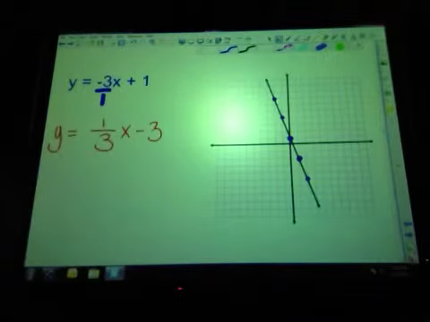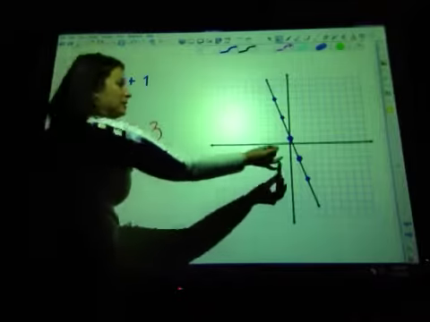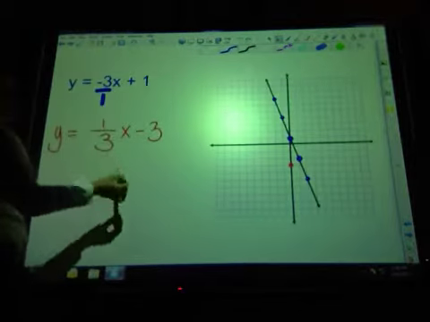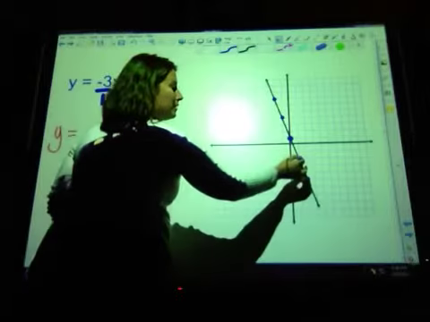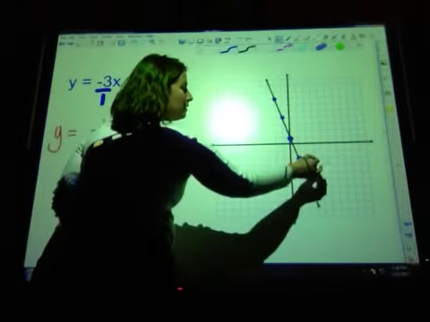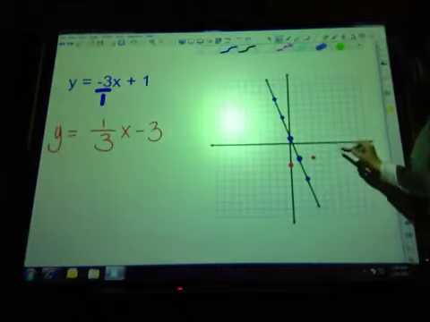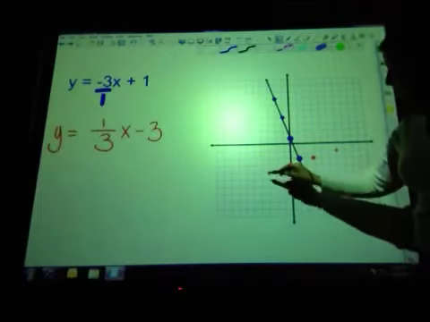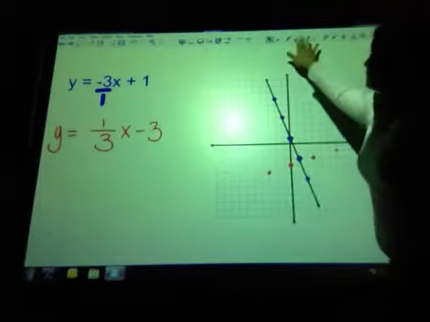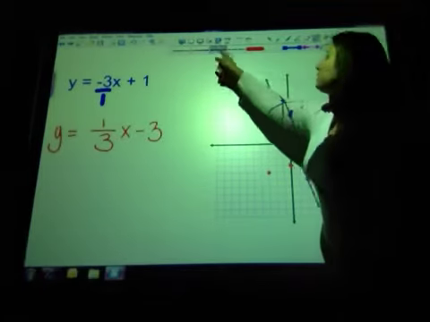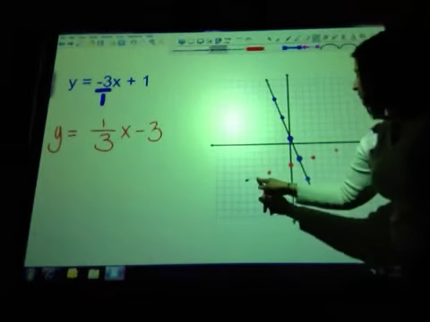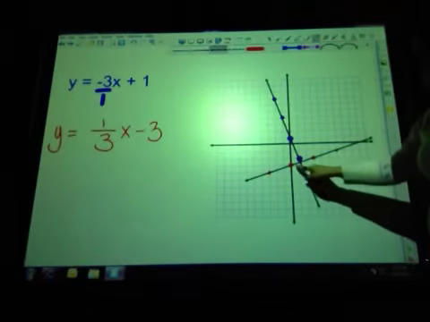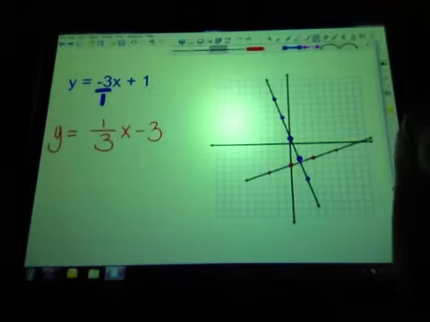So we'll use -3. So if I went down 3, and that was my y-intercept, then if I did the slope of +1/3, up 1 over 3, or down 1 and 3 to the left, I should end up with perpendicular lines when I graph these. So you can see that the intersection forms perpendicular lines.